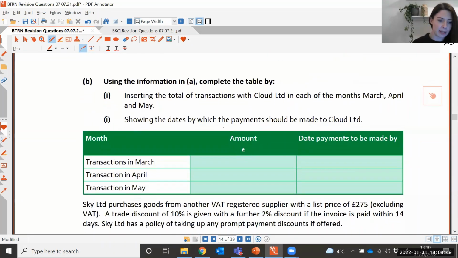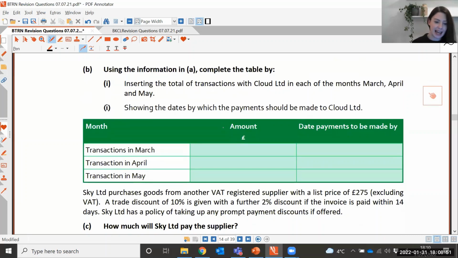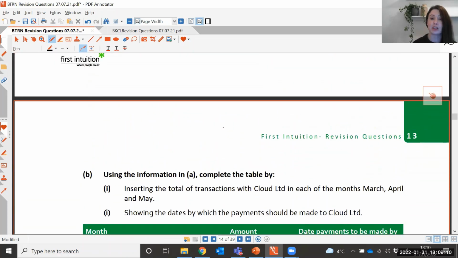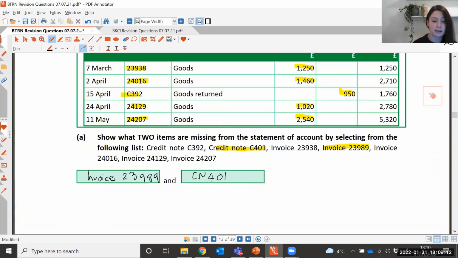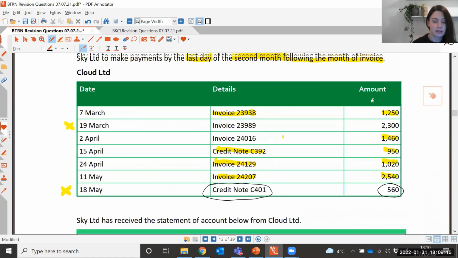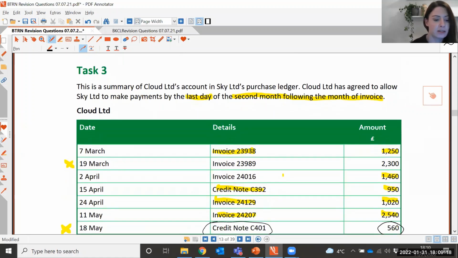Okay, so part B, using the information in A, complete the table by firstly inserting the total of transactions with Cloud Limited in each of the months, March, April and May. And then secondly, showing the dates by which the payments should be made to Cloud Limited. So remember the terms of payment. So payments need to be made by the last day of the second month following the month of invoice.